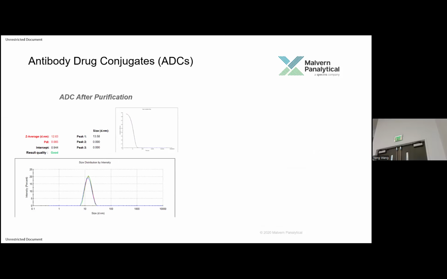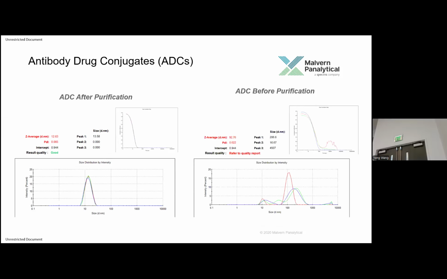You can look at your purification. If we're looking at these antibody drug conjugates, let's say, before purification, you can see that the Z average is 92.76 because we're reflecting larger particles. The PDI is 0.6, on a scale from 0 to 1. Obviously, the closer to 1 you are, the more widely dispersed your sample is. But after purification, we have a PDI of 0.06, and it's much smaller. So you get a sense of how well you've isolated and purified your particles.